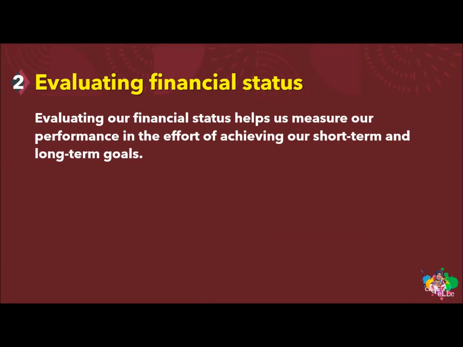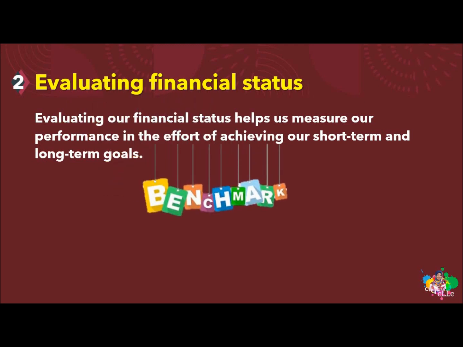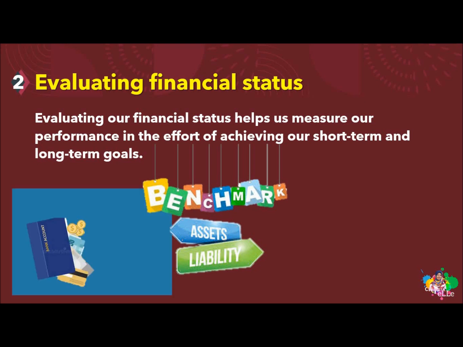The second step for financial planning is to evaluate. After you set the goal, you have to evaluate your financial status. Evaluating financial status helps us measure our performance in the efforts of achieving our short-term and long-term goals. So the benchmark to evaluate our financial status, we have to look at our assets and liability. What is asset? Asset is, for example, our savings, properties, and our income. Our cash. So that one is asset.